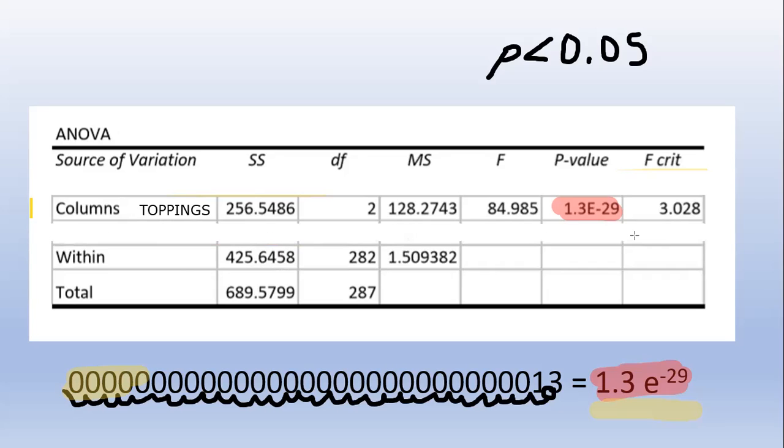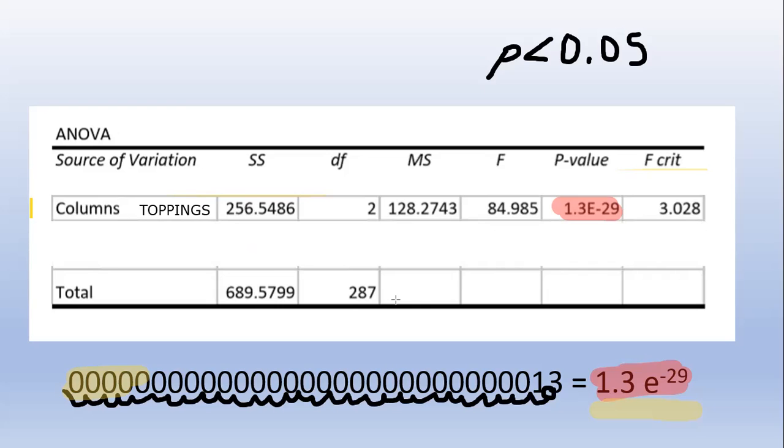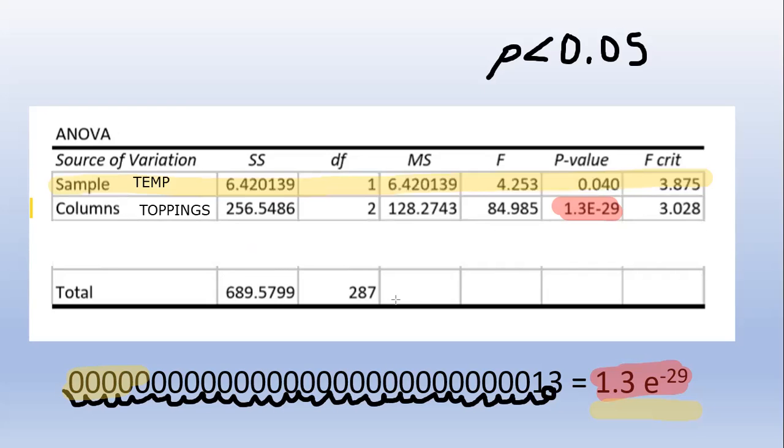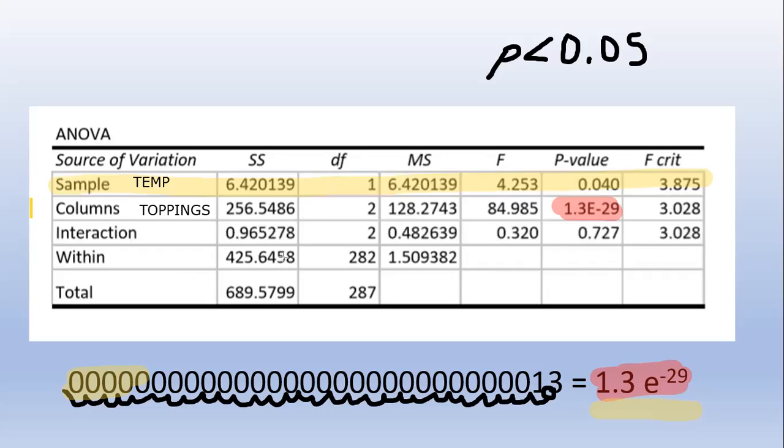But since we're doing it this way, which is a two-way, not only do we get more information, we get to look at both of them, temperature and topping at the same time, in addition to the interaction. And that is a significant bonus. That's a good thing. That interaction, like we said, we saw how it can behave. So that's the value of doing a two-way analysis of variance. It's the fact that you get to see all of this.